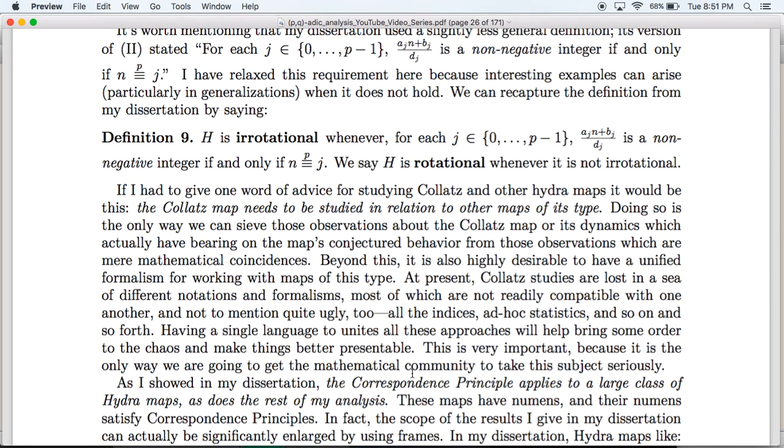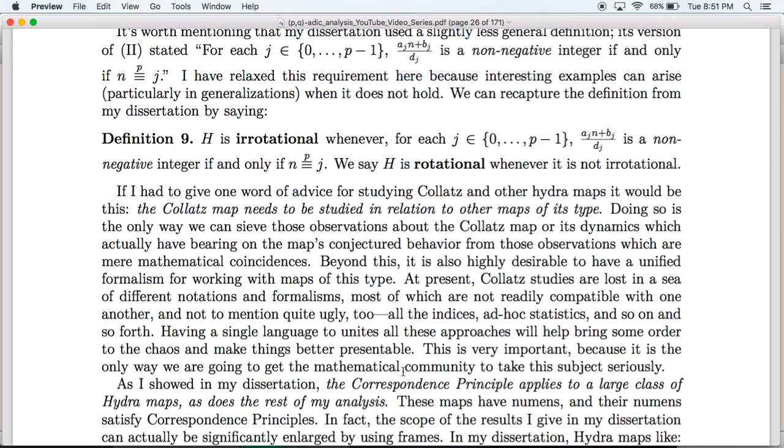So, as I showed in my dissertation, the correspondence principle, as we have seen for chi_3, works for basically all of the Hydra maps.